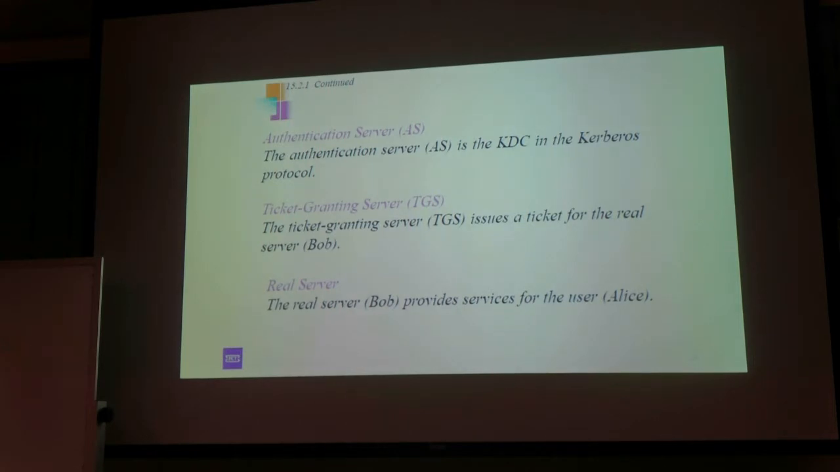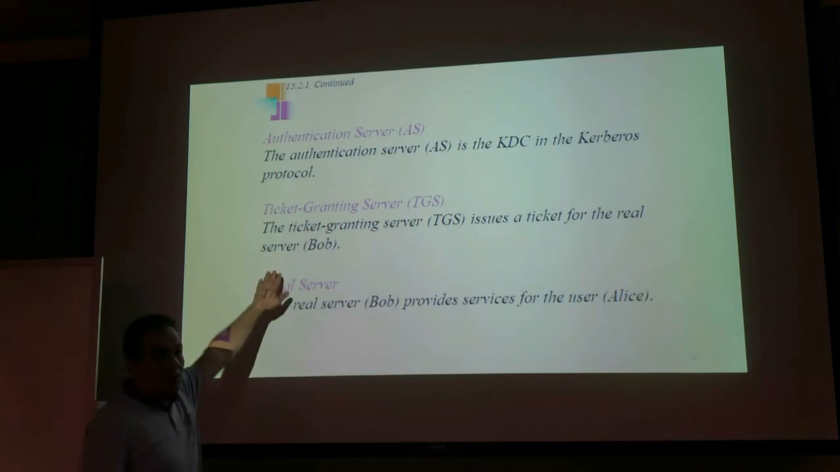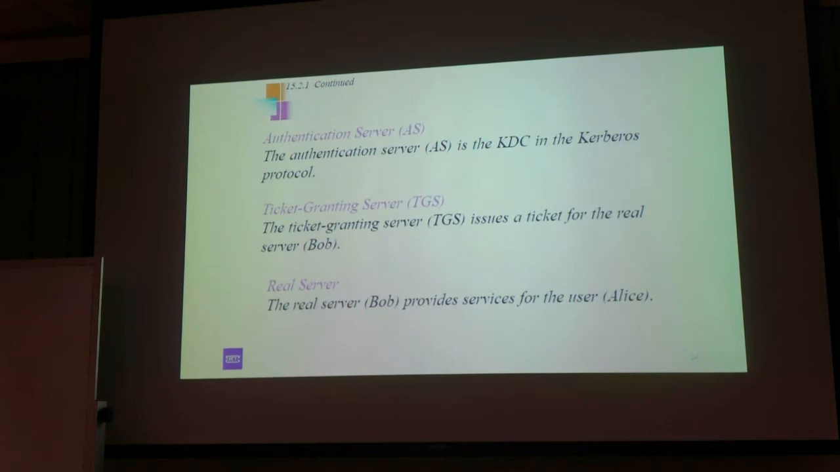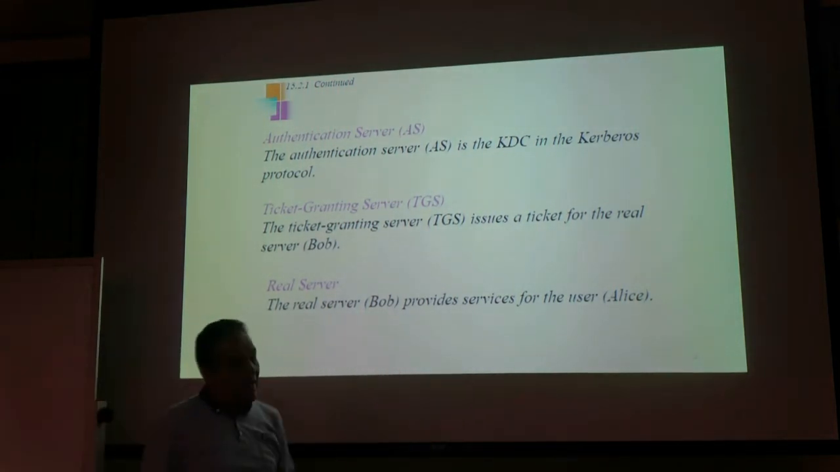So it has the authentication server. The authentication server is the KDC, the Key Distribution Center, in the Kerberos server. The ticket granting server, TGS, issues a ticket for the real server. Once you have it, you could access that. And the real server, what's the real server? It's Bob. Bob provides service for Alice.